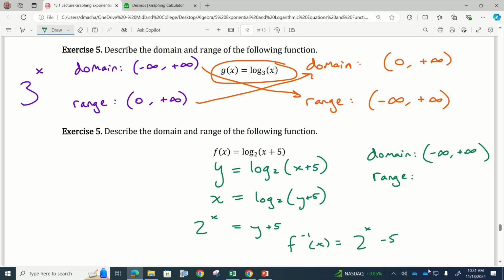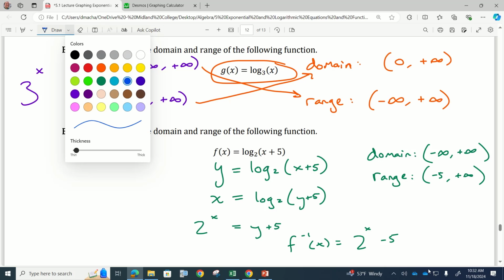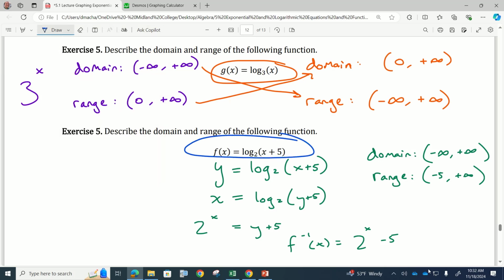The range, however, would be -5 to infinity. And that's not what my question was asking, though. My question was asking about the logarithm. And so for the logarithm, the domain is going to be -5 to infinity. And the range will be all real numbers. Just swap the domain and range for the inverse.